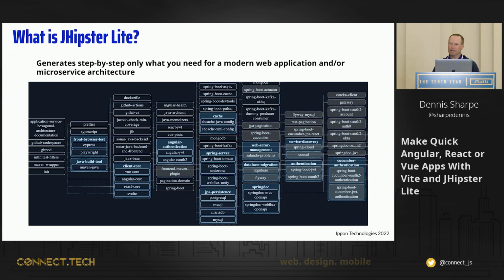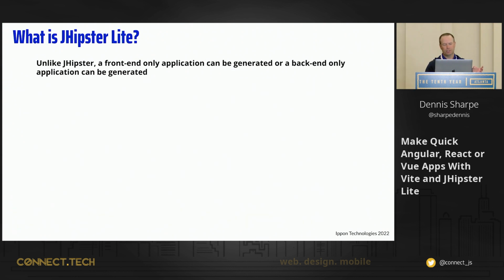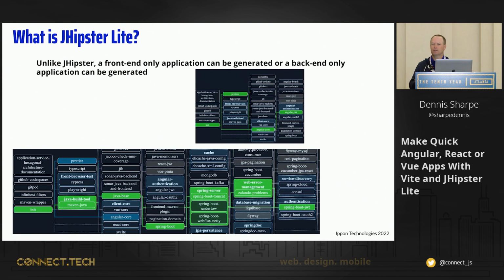Pick the ones you want, and those are the only components you're going to get. I'm going to show the actual app, of course, but this is just a little screenshot of what the dependency graph looks like. So you can do just a front-end application by itself. You can do a back-end application by itself. You can do a combination.